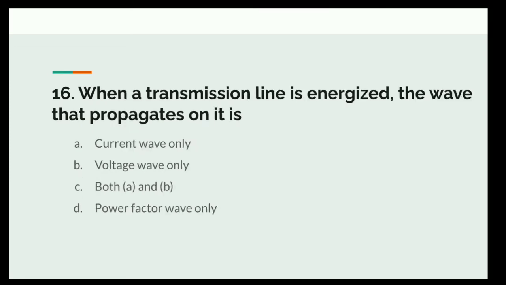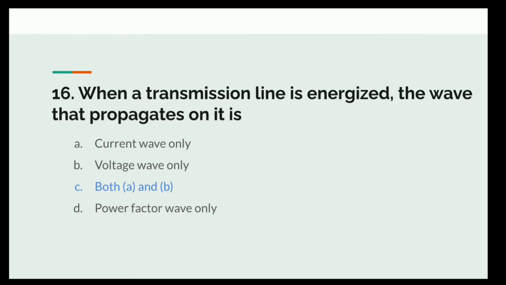Next question. When a transmission line is energized, the wave that propagates on it is A. Current wave only, B. Voltage wave only, C. Both A and B, D. Power factor wave only. And the correct answer is both A and B, current wave and voltage wave.